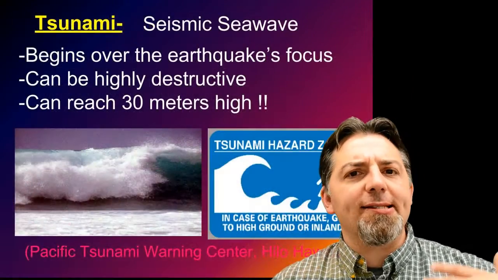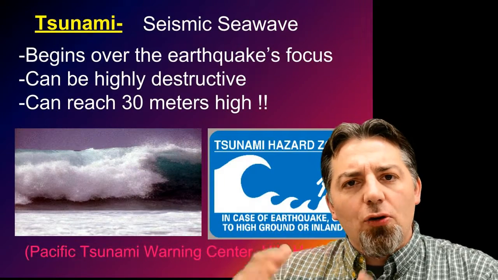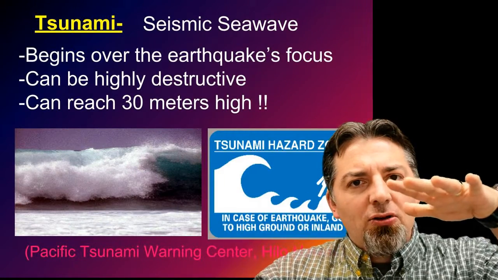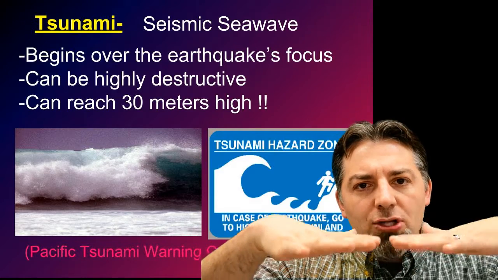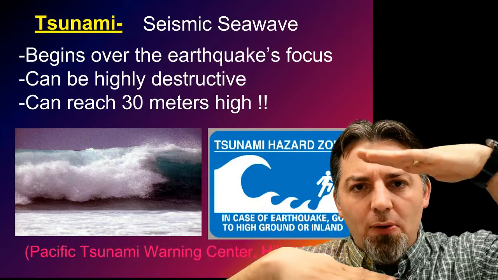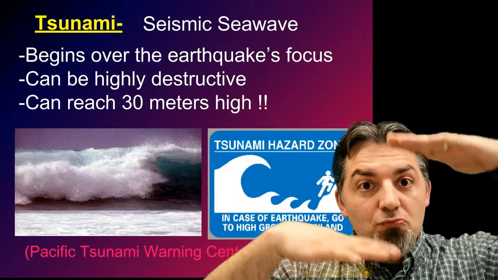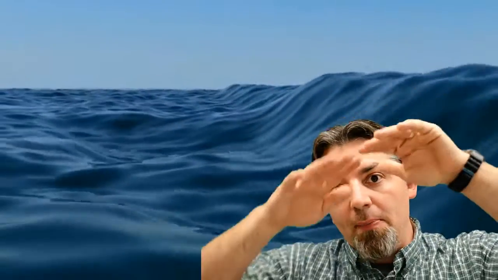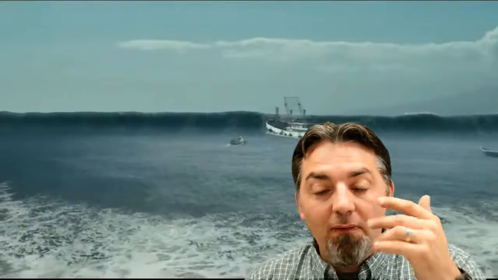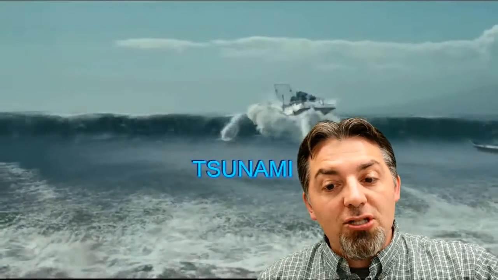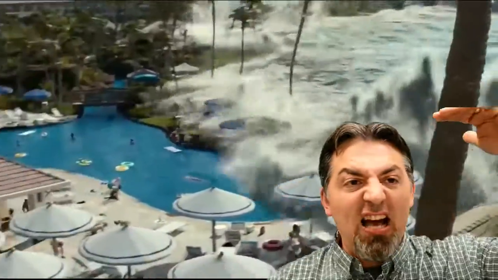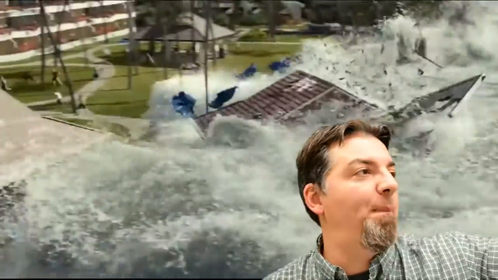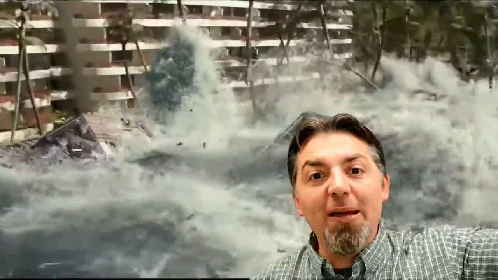But also, earthquakes can cause tsunamis. Now again, a tsunami is a seismic sea wave. It begins over the earthquake's focus. There's a shift in the ground. Okay, so think in the ocean, you have these two plates and one gets pushed up or dropped down. And it moves not only that land, that crust, but it also moves the water and begins a wave. It might not seem like much out in the ocean, but as it reaches shore, those waves can be highly, highly destructive and can reach as high as 30 meters. Can you imagine a building-tall wall of water coming towards you? Tsunamis can be very destructive.